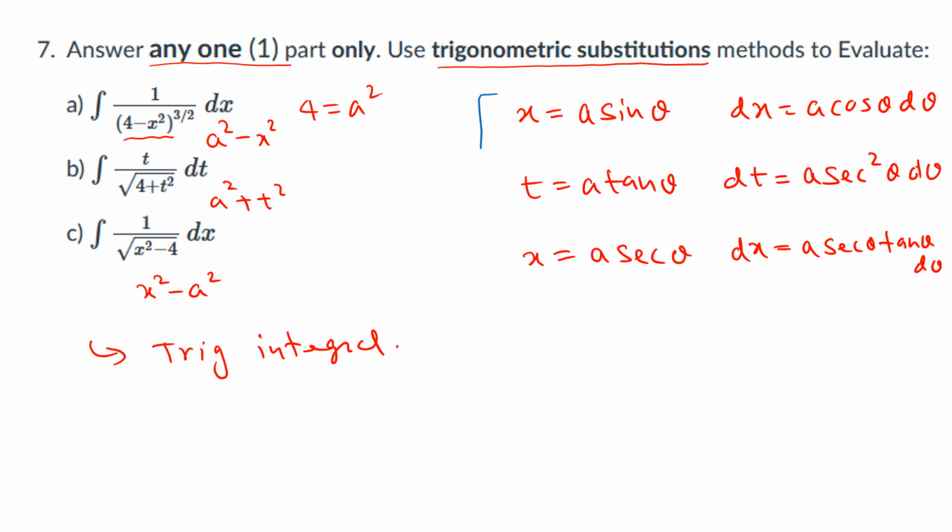So let's go through all three problems. But in the exam, please make sure that you read the instructions carefully. So let's start with the first problem. In the first one, we have the 4 minus x squared problem. So let's do that. This is number 7, part A. The problem is the integral of 1 over 4 minus x squared to the 3 halves dx.